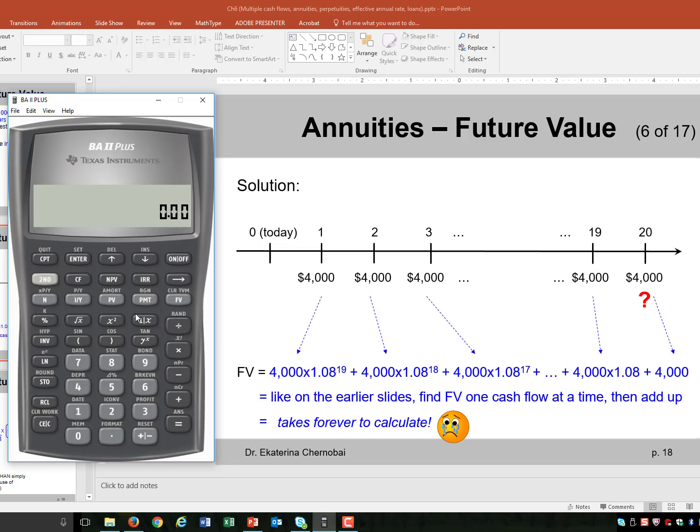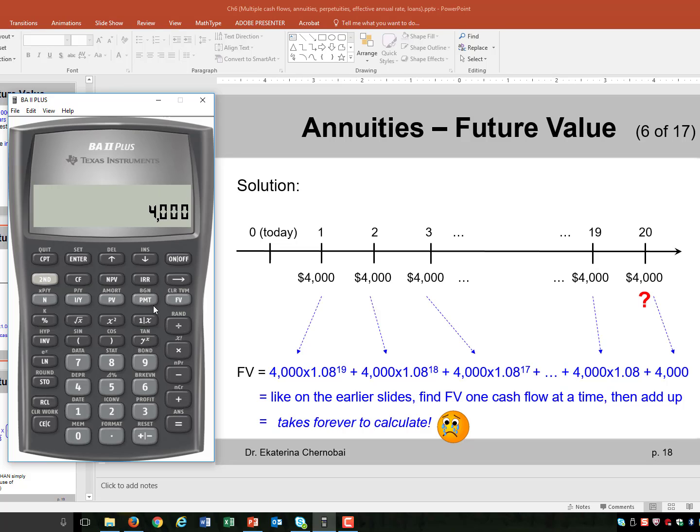What do you think it stands for? That's right, payment. That's the dollar amount that's repeated again and again, the annuity payment amount. You put 4,000. We have many of those, and we want to find their future value, combined future value. So before you would say 4,000 as your PV, but we're not going to do it this way. We're not going to use the PV button at all, because we have a whole bunch of PVs, right? 20 of those.